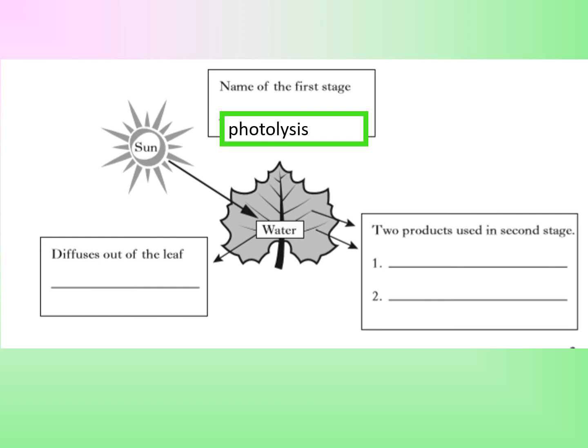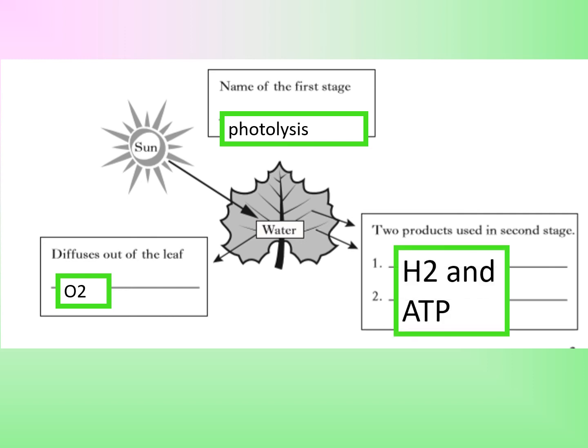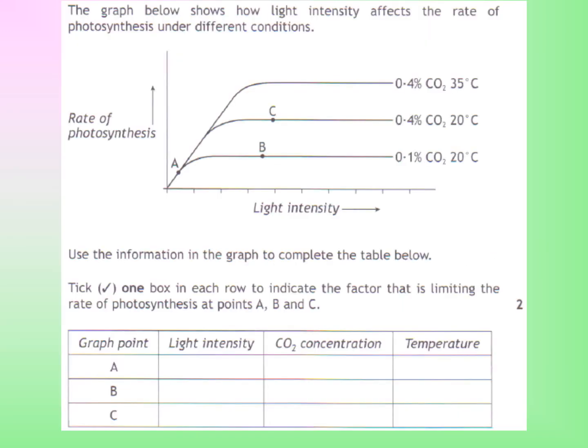What diffuses out of the leaf? Oxygen, and that's the waste product. And what are two products used in the second stage? Two products produced from the light-dependent stage, from photolysis, used in the second stage? Hydrogen and ATP.